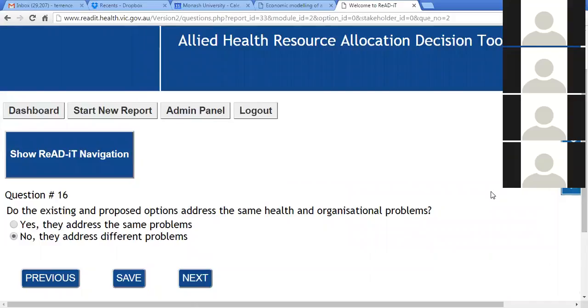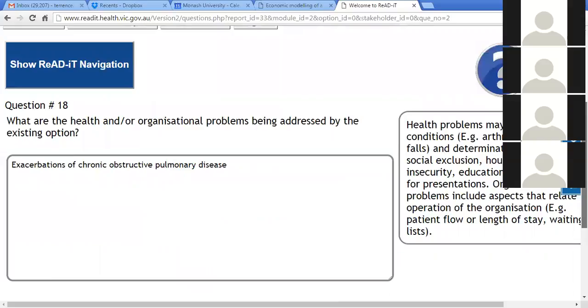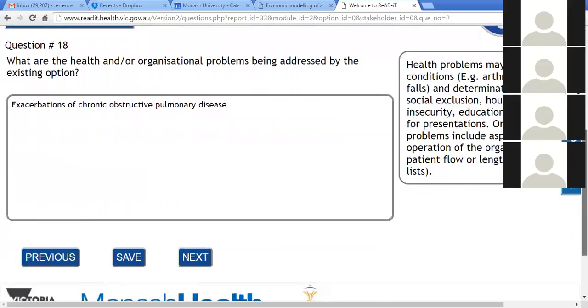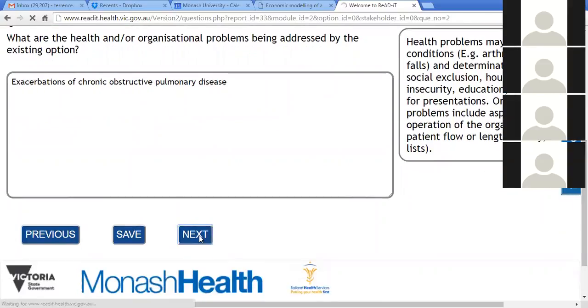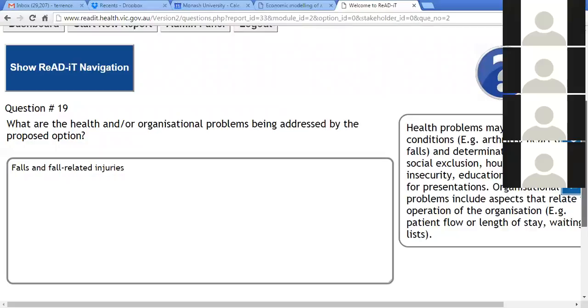Next question. Do the existing and proposed options address the same health and organisational problems? And I've said no, they address different problems. One is about getting patients out of hospital safely and effectively, and another one is about stopping patients coming into hospital because of falls. So I've said no, they're different problems. And because of this, I have to answer a few more questions about trying to identify which problem's the more pressing one. So here we have a description of the first problem, being exacerbations of chronic obstructive pulmonary disease. And then the next question will be a description of the second problem, being falls and fall-related injuries.